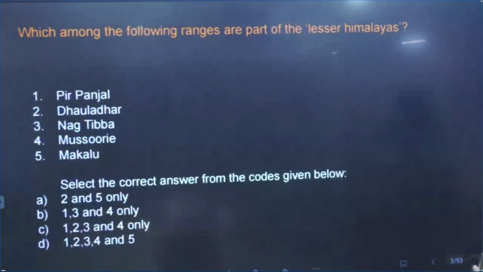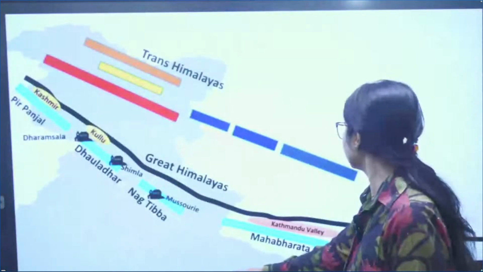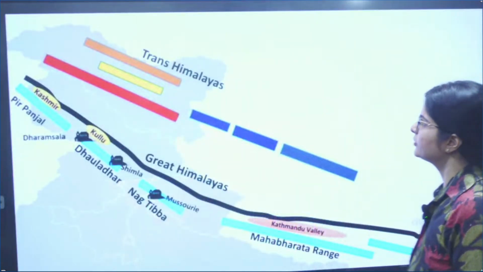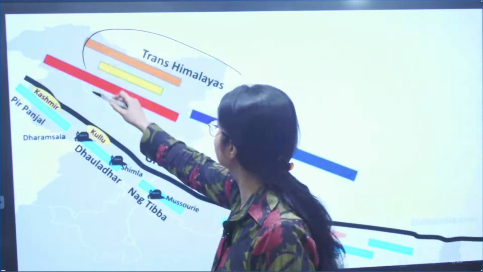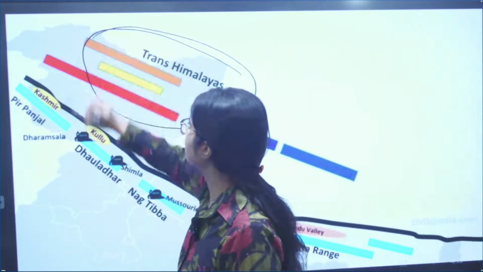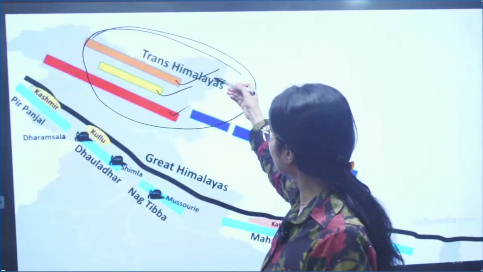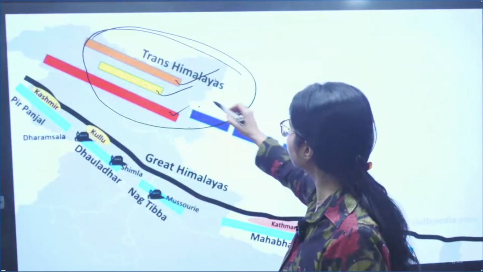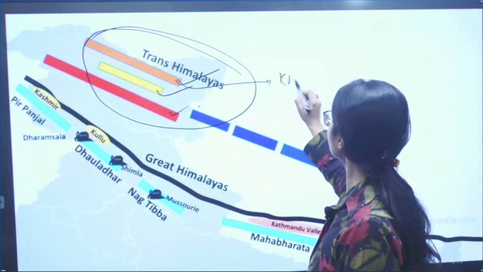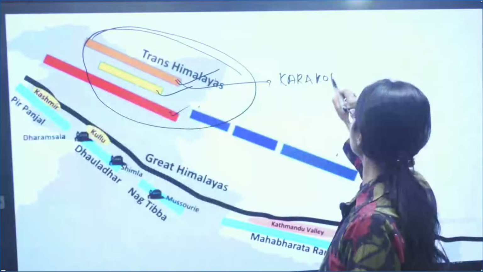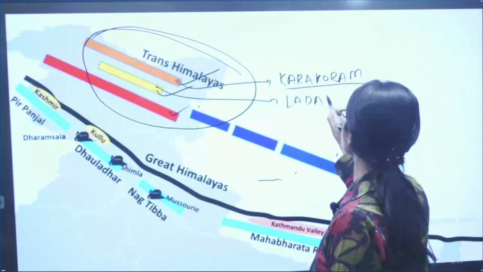Okay, so we're moving towards this. Can you see the map here? I think this is a better presentation. We have been drawing it, but now this gives a clear picture. This is what I was talking about: the orange, yellow, and red is your Karakoram. Karakoram, Ladakh, and Zanskar.